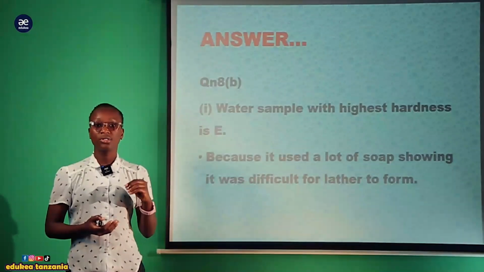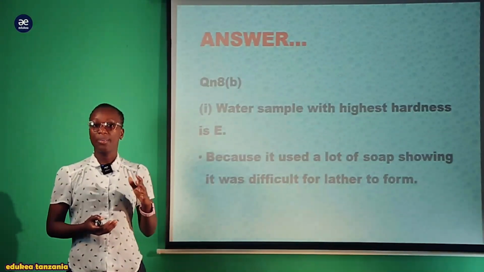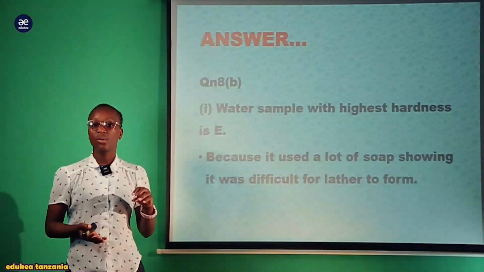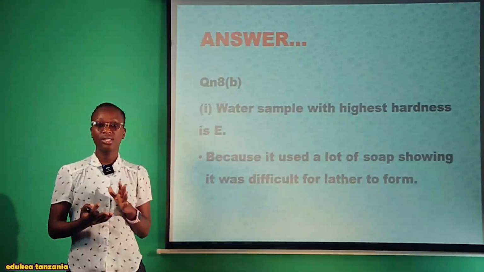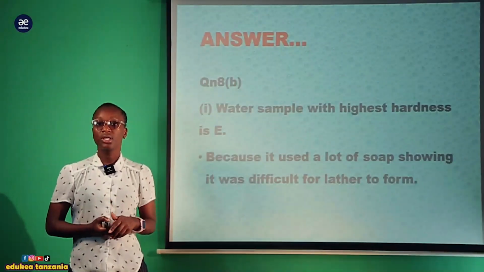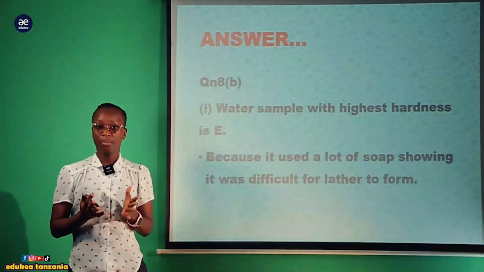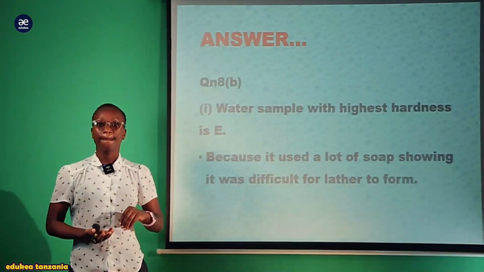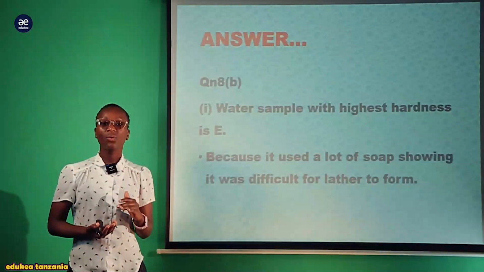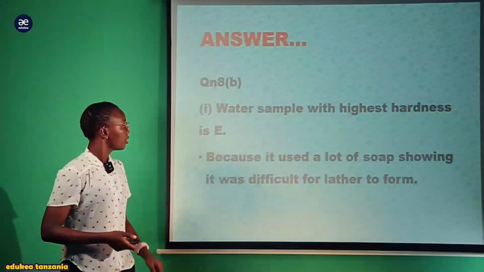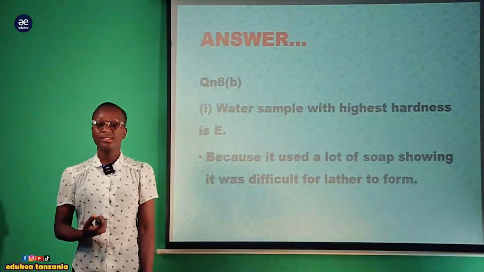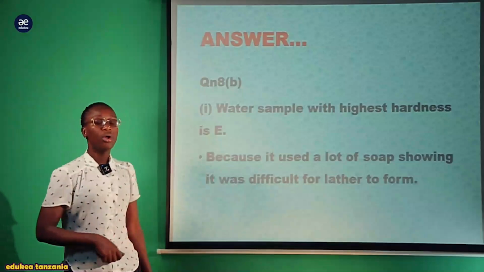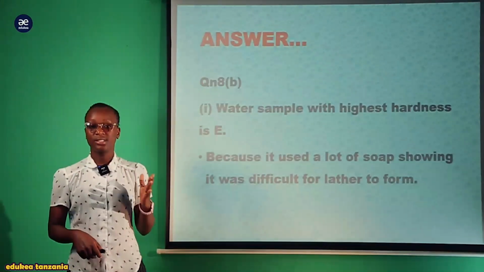That's why tulikuwa na almost 6 point compared to others. Others ilikuwa ni 0.2, 3.7 and so forth, lakini yenyewe ilikuwa ni 6 point something. So you can see that large amount of soap ilikuwa used so as to make a leather, le povu. Kwa hiyo ilikuwa ni ngumu sana kupata povu kwa kiwango kidogo cha sabuni, kwa sababu the sample E ilikuwa na highest hardness content. So mwanafunzi atakiwa aonyeshe, identify ni water sample gani, after there atoe sababu. So that is how mwanafunzi alitakiwa afanye.